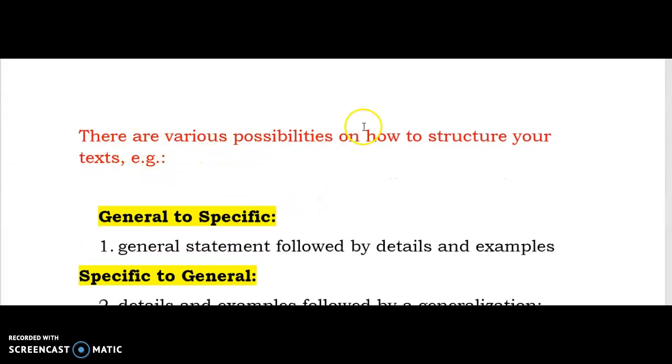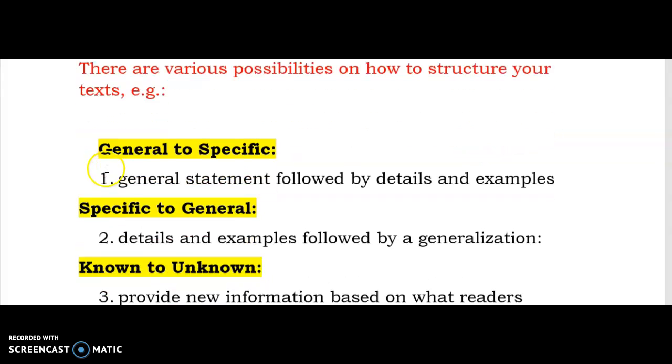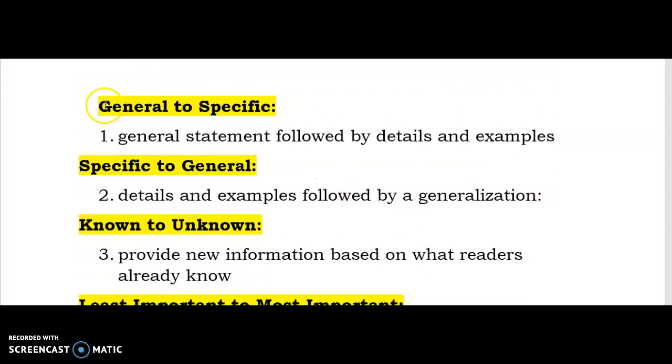There are various possibilities on how to restructure your text. One way is you may start with general to specific. First you mention something general and you move on to narrow it down, making it specific. A general statement followed by details and examples. You give a general statement and then you give specific details and examples. Some people start with specific and move on to general. For example, you mention the details and examples first and then move on to generalization after.